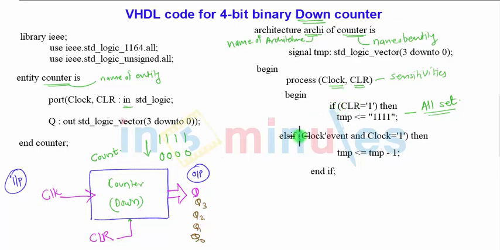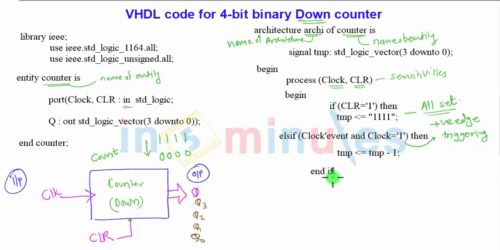Then else if, you have to check for another condition. If the clock event occurs and the clock is 1, so this is the positive edge triggering, then the value should be decremented by 1. The value which is present at the right hand side will be assigned to the left hand side. So TMP, we all set it. On the very next execution, TMP minus 1, the value will be decremented by 1 and will be assigned to TMP once again, and we have to end the process.